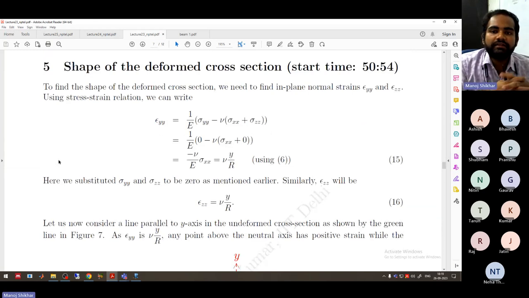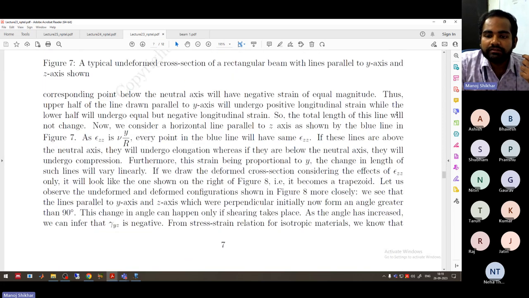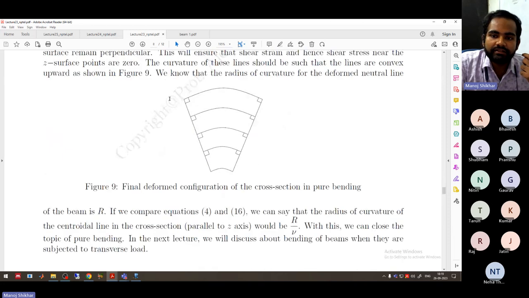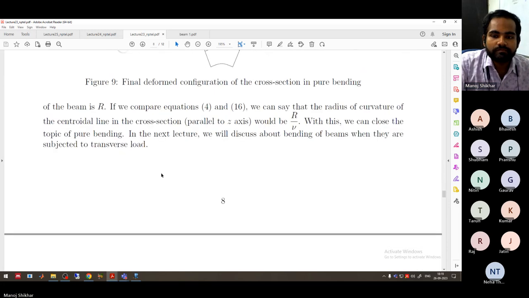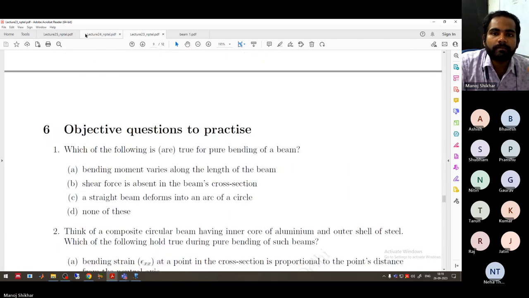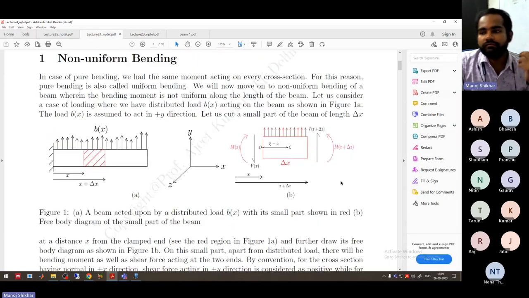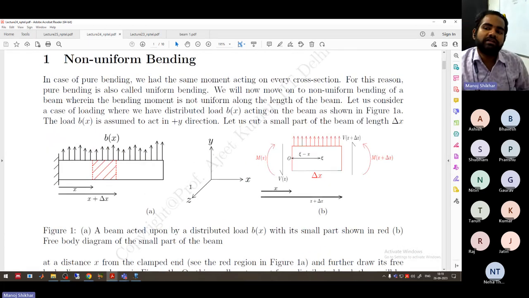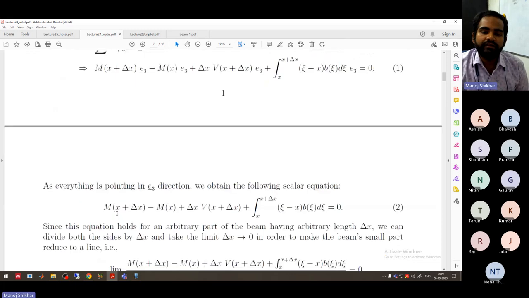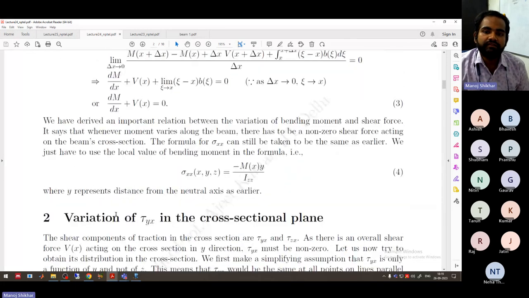Anyways, after that we moved on to see how the shape deformation will happen due to bending, and we came to know that the beam will bend in the z direction and the x direction also. Then we moved on to non-uniform bending. Here, transverse loading was also applied apart from the MZ loading. And then accordingly, we calculated various quantities.